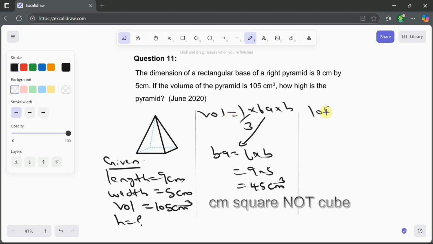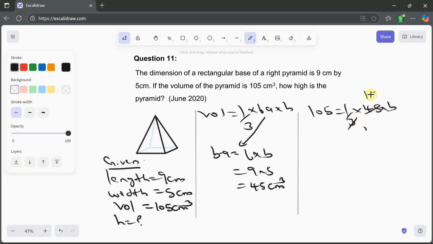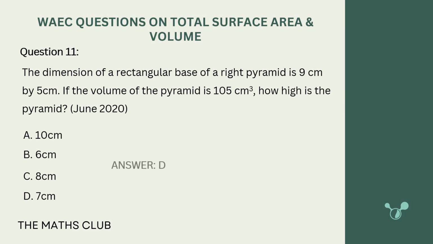So this 105 is equal to 1/3 times 45 times h. 3 here 1, 3 here 15. So 105 is equal to 15h, and if we divide both sides by 15, so 105 divided by 15 will give you 7. So that means the height here is 7 centimeter. That is how high the pyramid is. Let's see if our answer is correct. That will be option D.